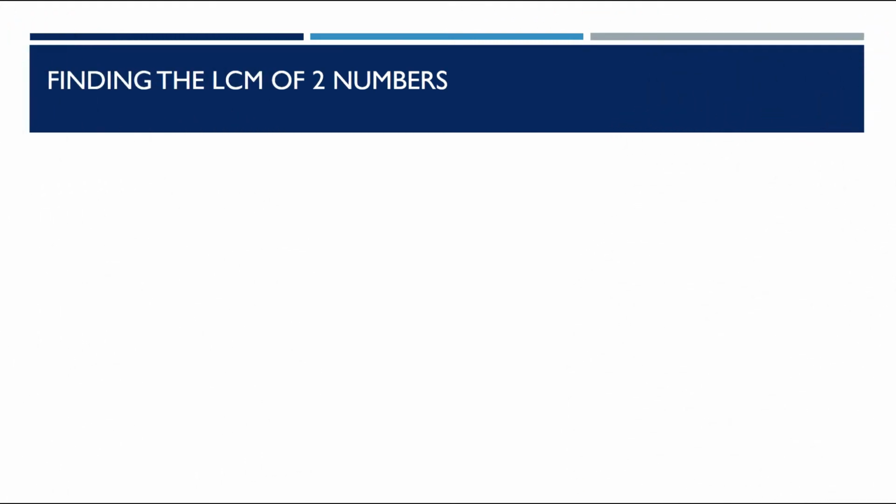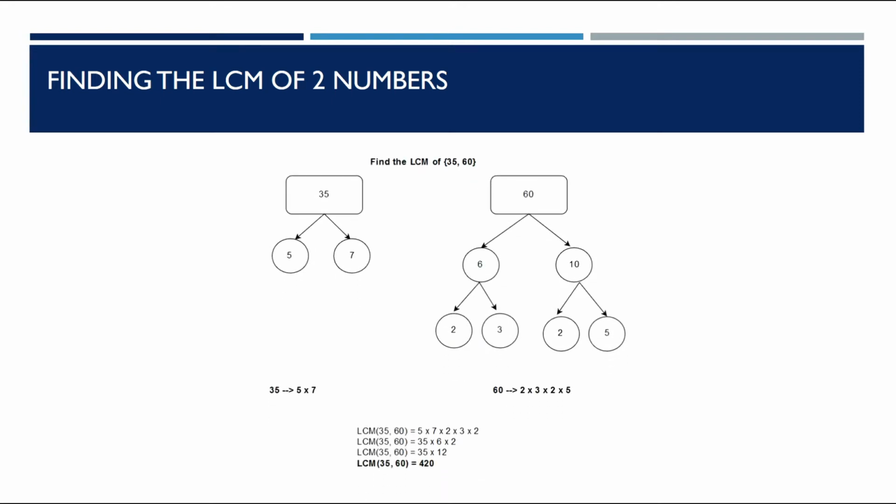So let's find the LCM of two numbers. Let's start off small. So we have two numbers here, 35 and 60. What we need to do is find the LCM of these two numbers. So as you can see here on the left side, we have 35. What we want to do is find two numbers that we can multiply together that are going to give us 35. We have 5 times 7, and that's ultimately going to give us 35. So we're pretty much just figuring out what two numbers will give us the product of 35 here.